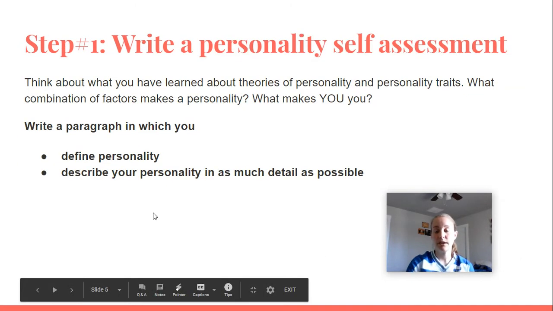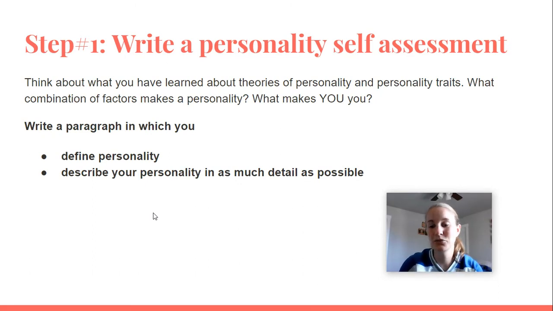So here's what you're going to do in step 1. It's broken up into 2 parts and 2 lessons. So in step 1, you're going to write a personality self-assessment. Think about what you've learned about theories of personality and personality traits. What combination of factors makes a personality? What makes you, you? So for this section, you're going to write a paragraph in which you first define personality. So based off what you've studied in this unit, what is personality? And then second, you're going to describe your personality in as much detail as possible.